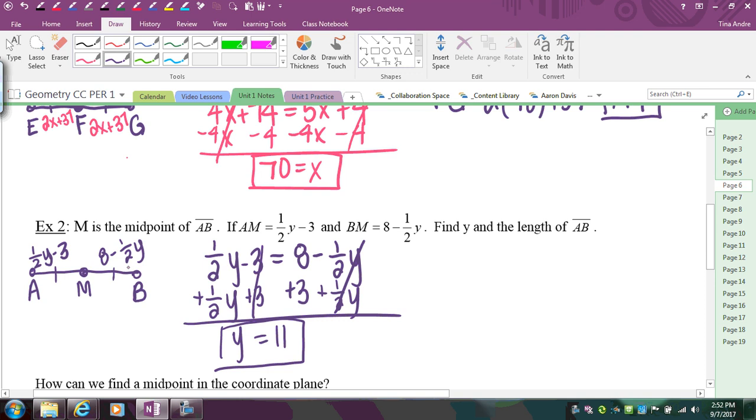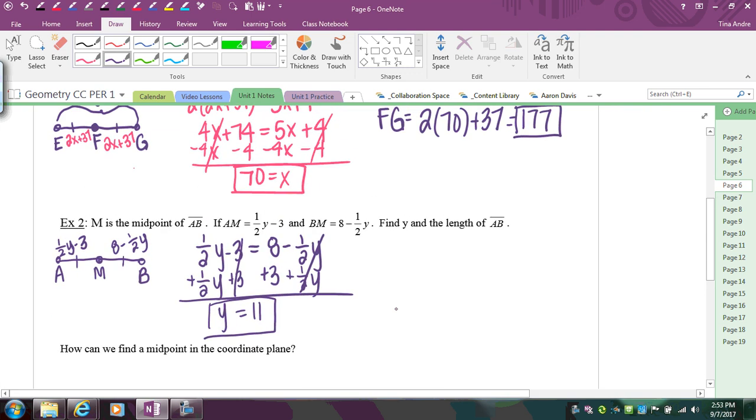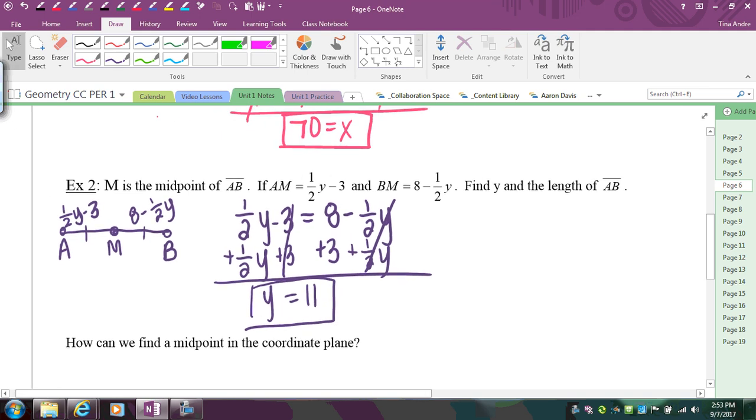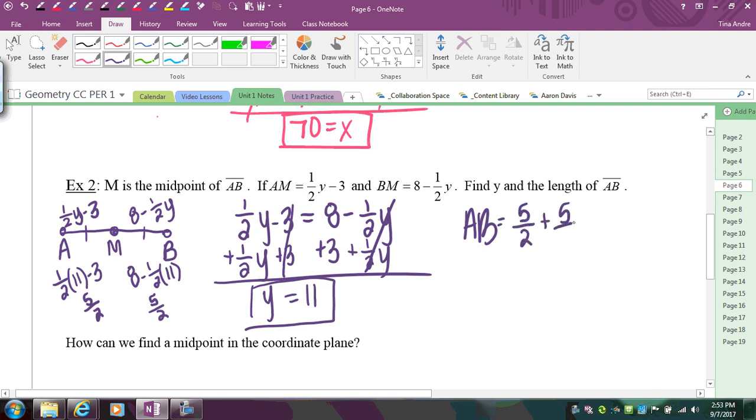So I'm just going to plug in right here. So I have 1/2 times 11 minus 3. And when I do that, I get 5/2. And it's a good check to actually plug into this, even though you know it's going to be the same, but it's a good check to plug in, because if it's not the same, then you know you did something wrong. So I plug in and I get 5/2. So that means the length of AB is going to be to add those two together. So 5/2 plus 5/2 is going to give me 5. So there's my length.